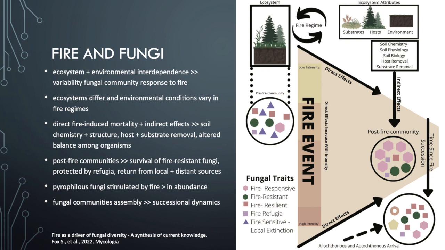Now, with regards to fungi, there's direct fire-induced mortality and indirect effects. Because fire changes soil chemistry and structure, it also may remove the host that the fungi depends on, as well as the substrate that it consumes. And at the same time, it alters the balance among the organism communities. So different fungi might outcompete what naturally exists if the fire hasn't gone through. And post-fire fungal communities depend on the survival of fire-resistant fungi, on fungi protected in different refugia, so where they haven't been burned, and the return of those fungi from local and distant sources of fungal spores or other propagules.